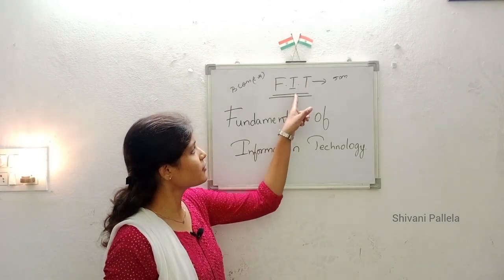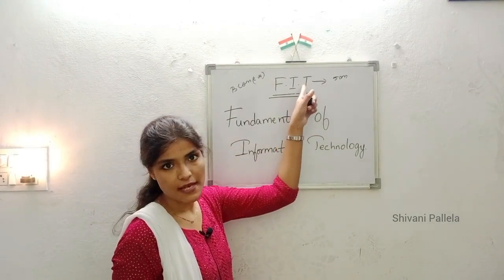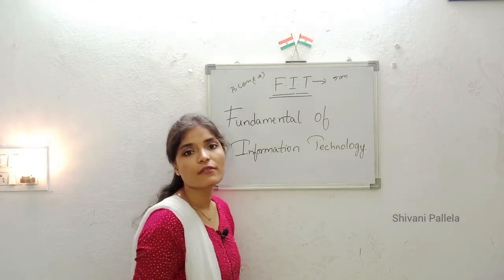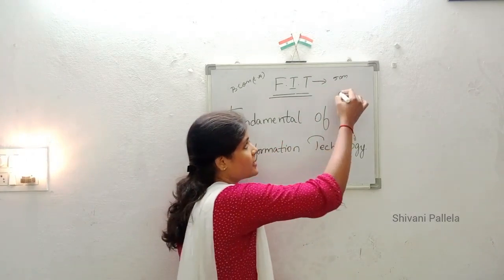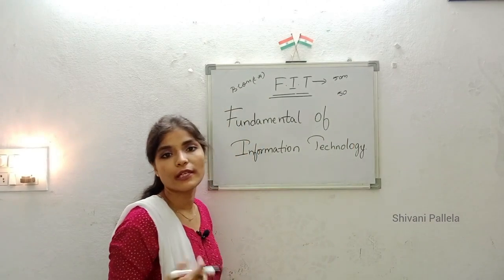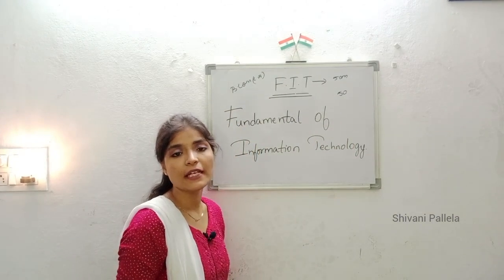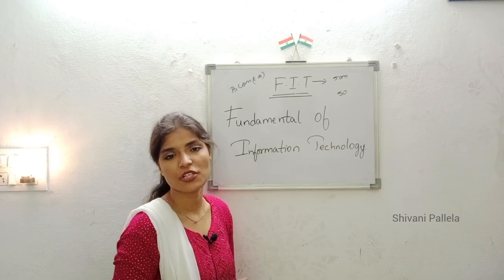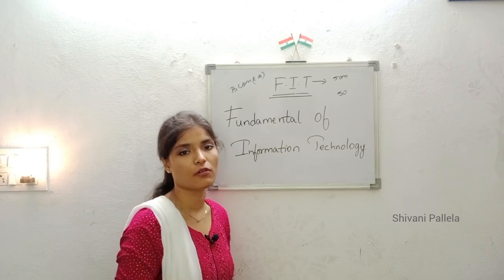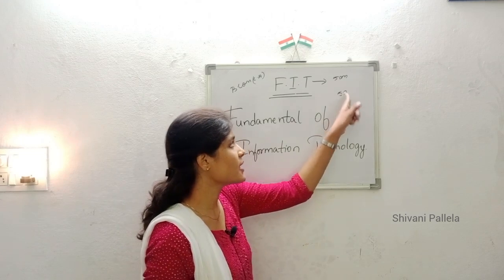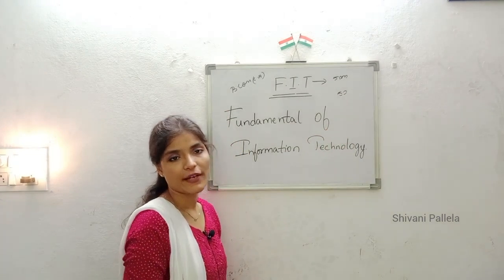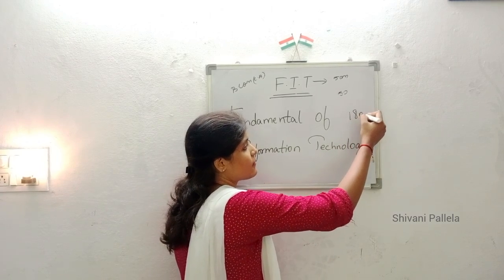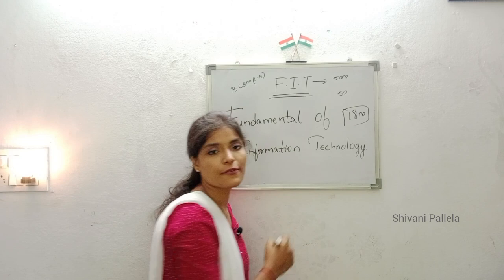So you have 50 marks in the FIT subject. You are going to write a 50 marks question paper in the final examination, and another 50 marks will be allotted by your college faculty by conducting practicals, record writing, and internal examination. 50 marks will be given from your college, and another 50 marks you are going to write in the final examination. Passing marks is 18 out of 50.